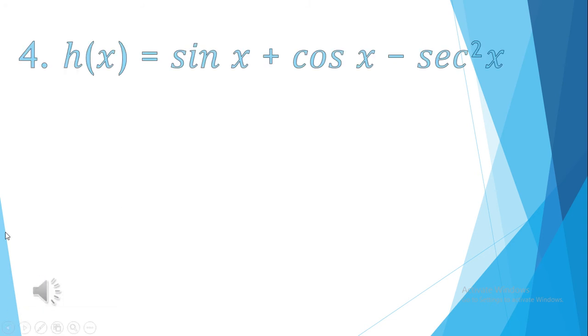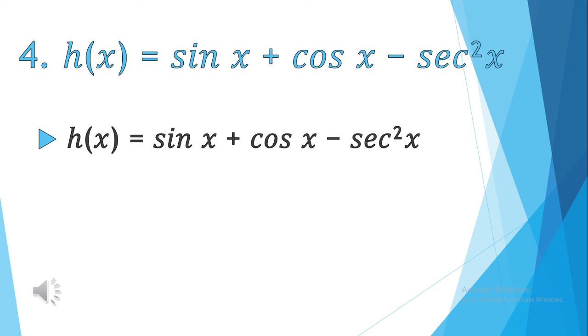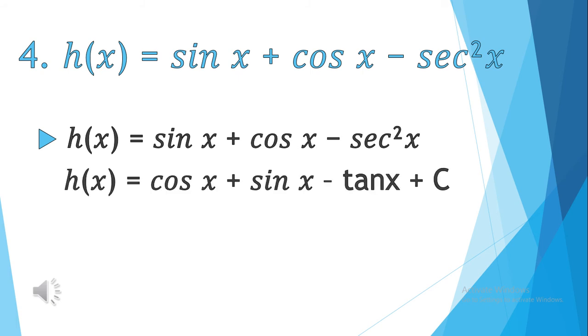h of x is equal to sine x plus cos x minus secant squared x. To solve this function, we need to determine the antiderivative of these trigonometric functions. The antiderivative of sin x is negative cos x. The antiderivative of cos x is sin x, and the antiderivative of negative secant squared x is negative tan x. It means our final answer will be H of x is equal to negative cos x plus sin x minus tan x plus c.